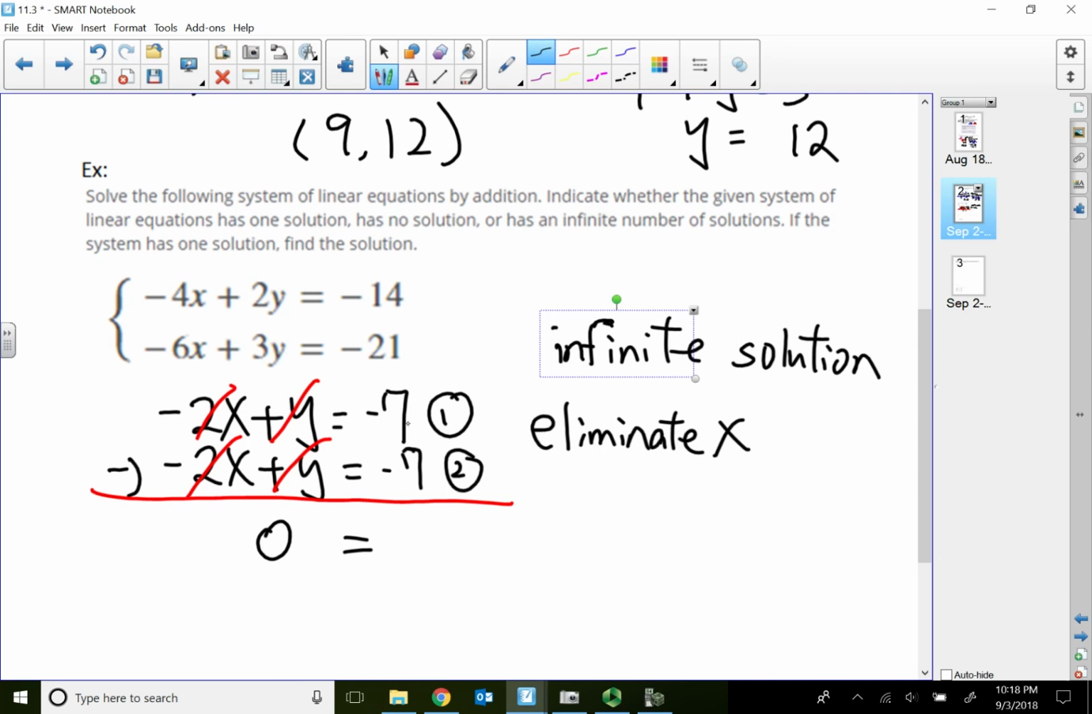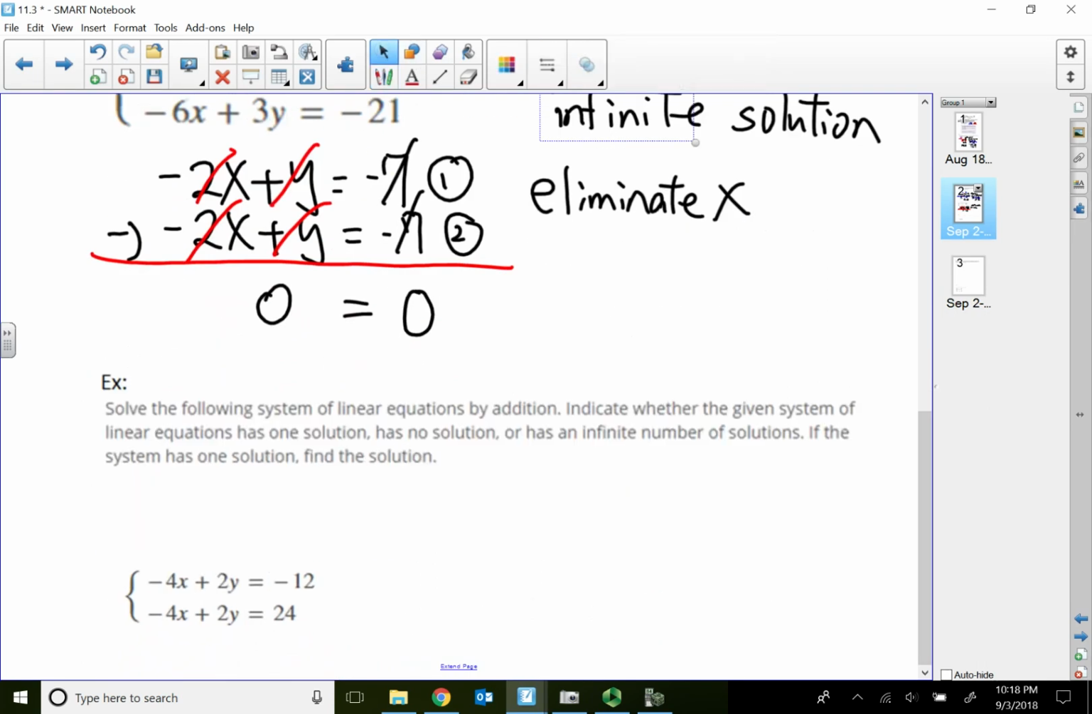On the right side of the equal sign, -7 subtract -7 also cancel each other out. So 0 equals 0, or left side equals right side, indicating it's exactly the same. The two lines are exactly the same, which means they intersect an infinite number of times.